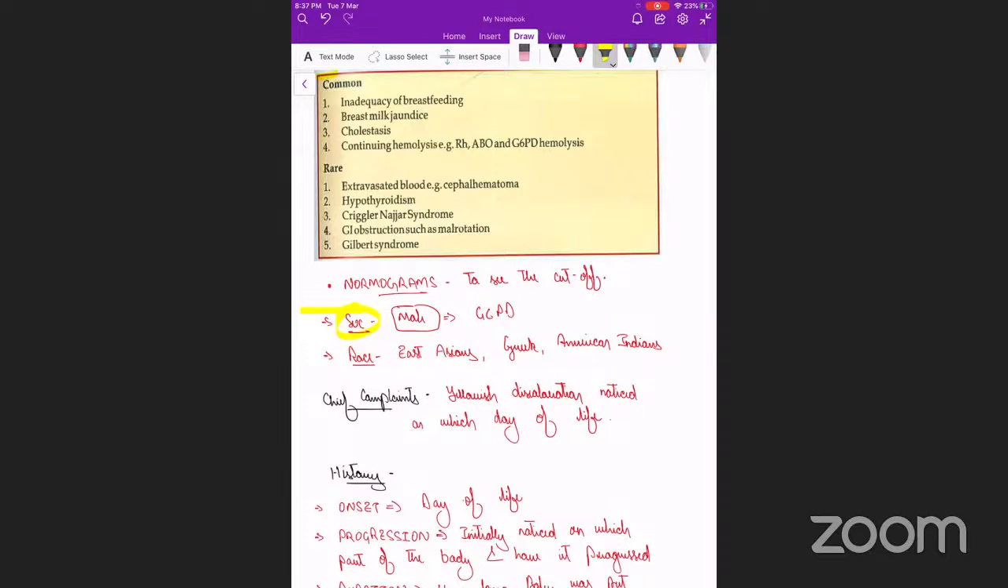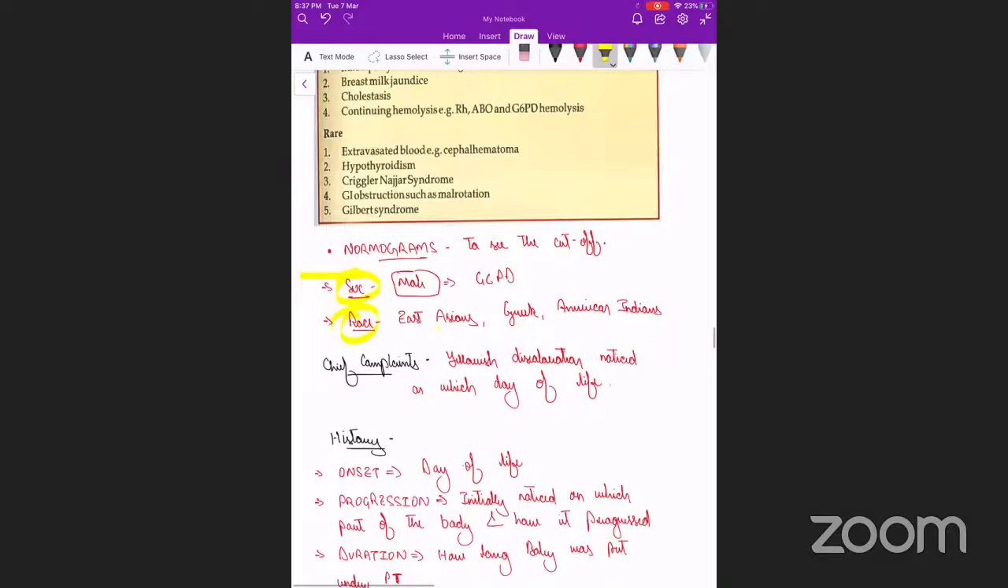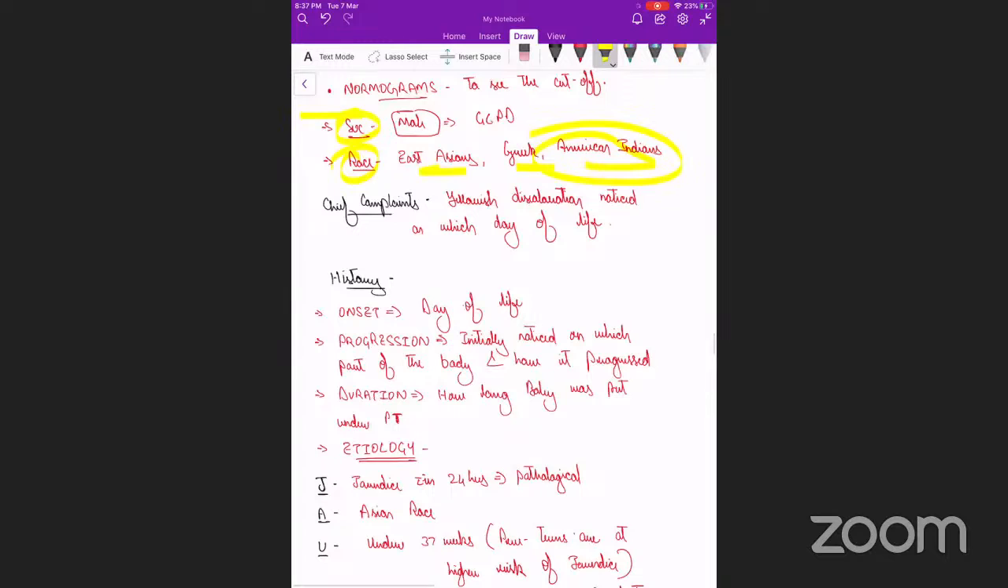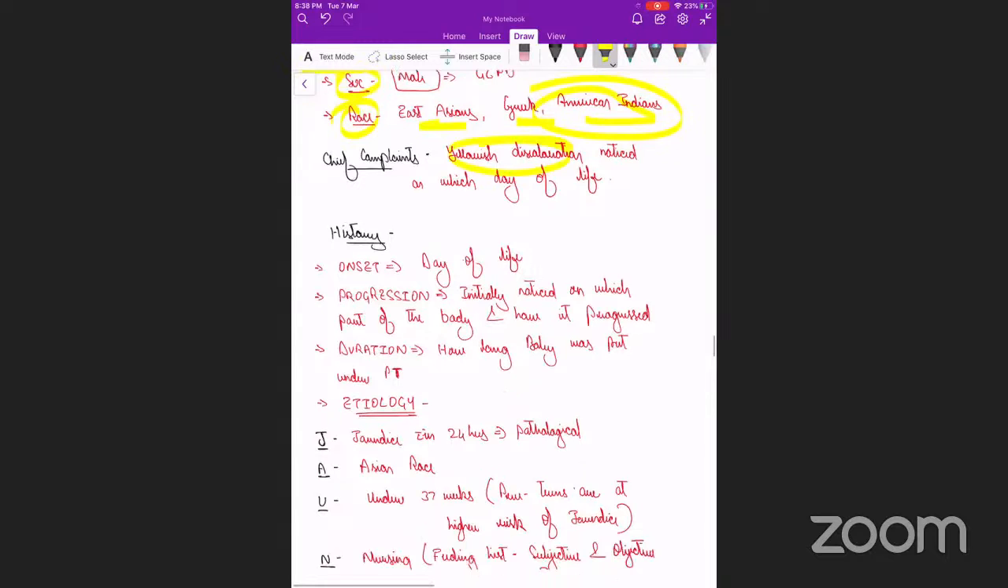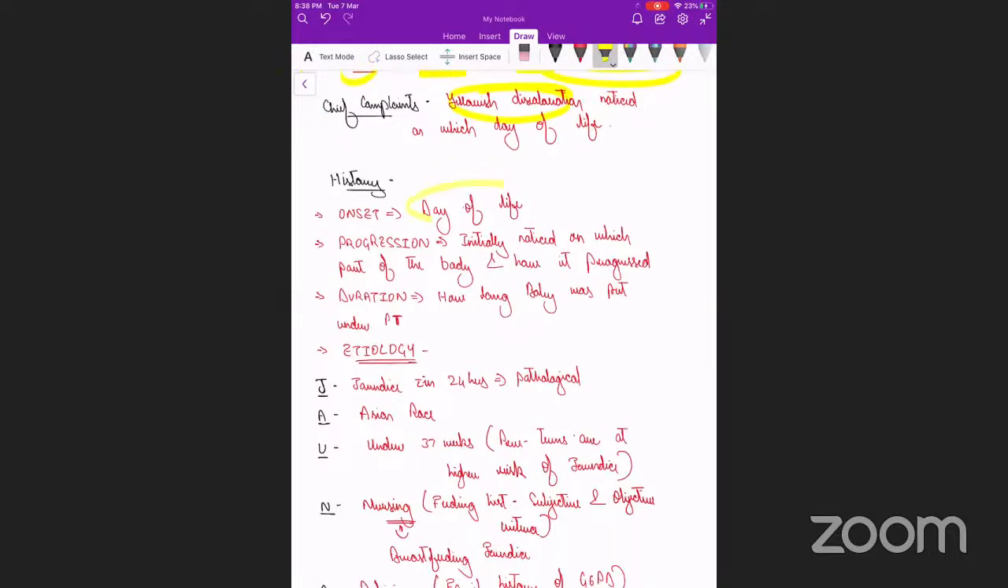Fine. And race, as already mentioned, East Asians, Greeks and American Indians are more prone to develop neonatal jaundice. Chief complaints, again, yellowish discoloration noted on which day of life will be the chief complaint. Now coming to history, onset, day of life, we already know the importance. Just now in demographic details we went through how it progressed.